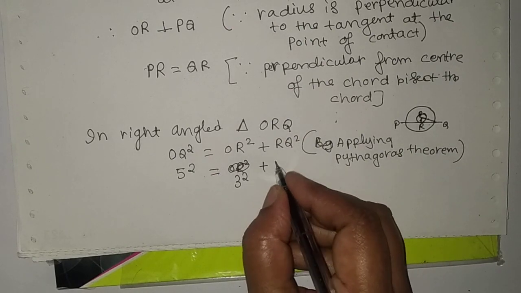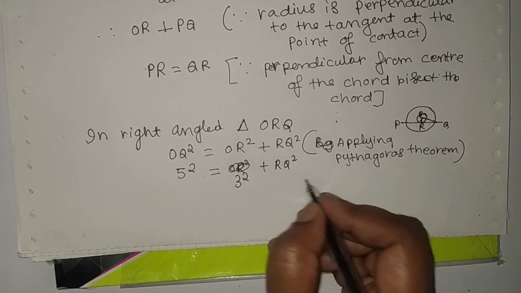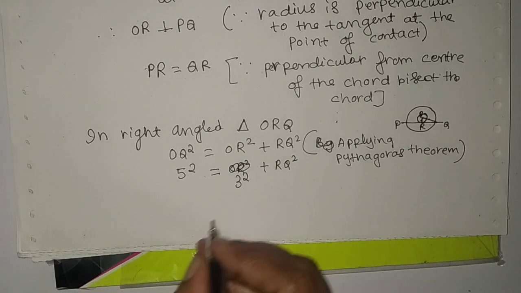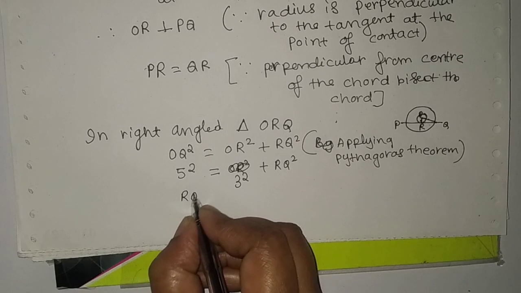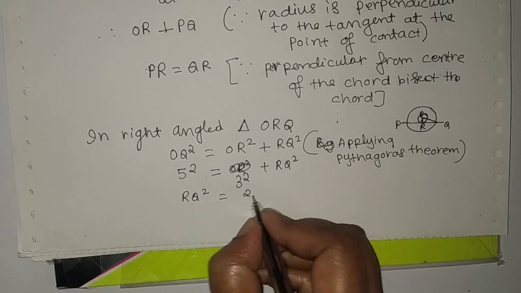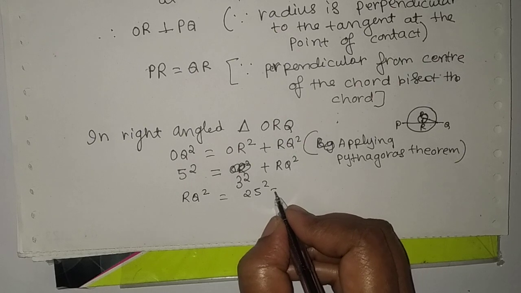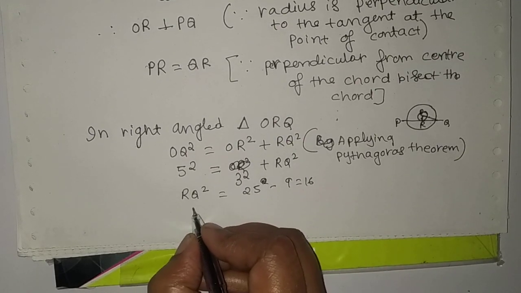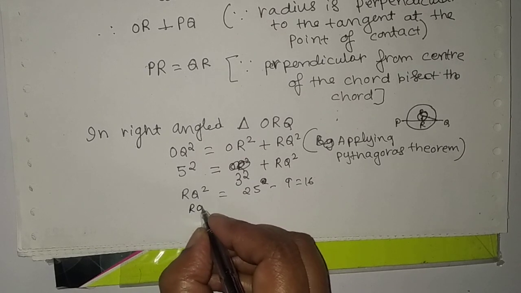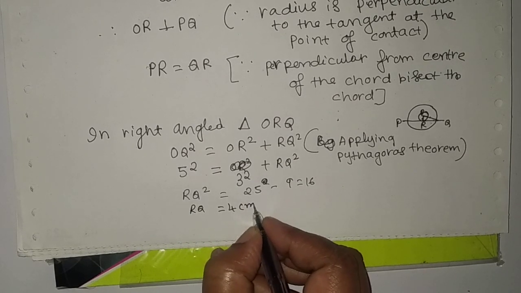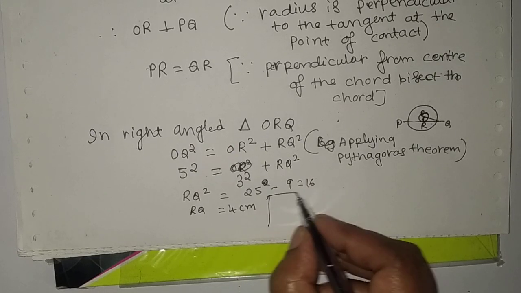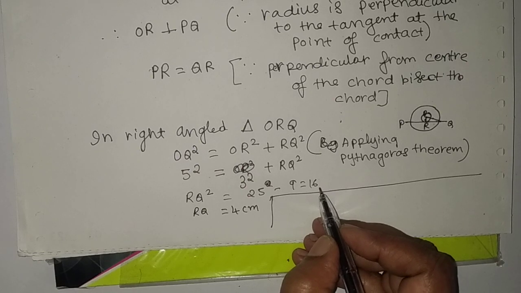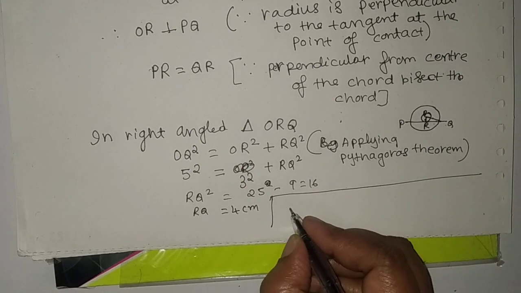So next is RQ square. I'm substituting. So we get RQ square is equal to 25 minus 9. So 25 minus 9 is equal to 16. So RQ is equal to how much? We get 4 centimeters. So after this, we are getting RQ as 4 centimeters.